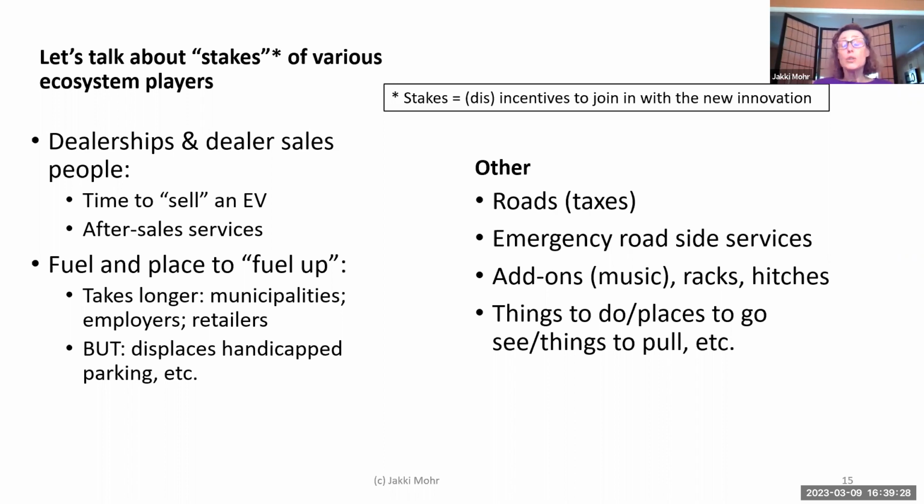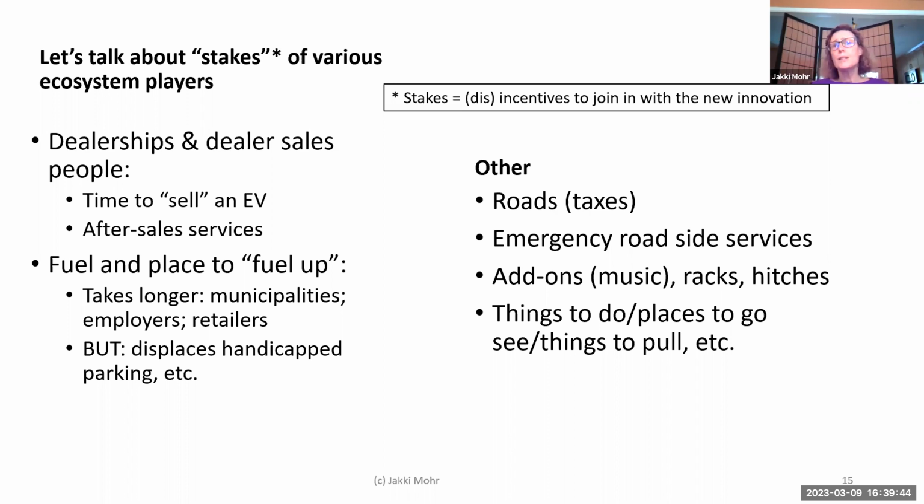But the flip side of that is that for municipalities, employers, and retailers, the charging infrastructure needs to be placed fairly closely to the actual store or the building so that the utility cables can be extended, but that displaces handicap parking and other requirements for people who need to park close to the building.